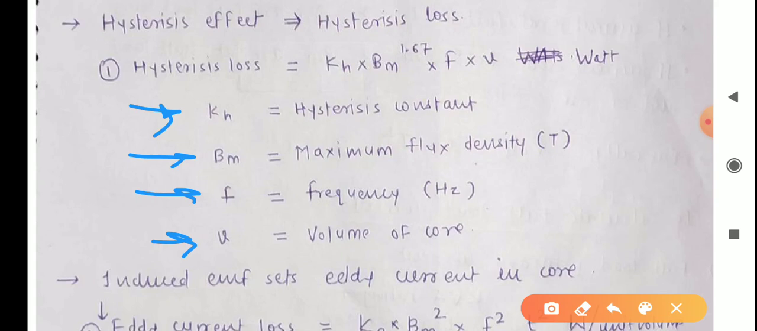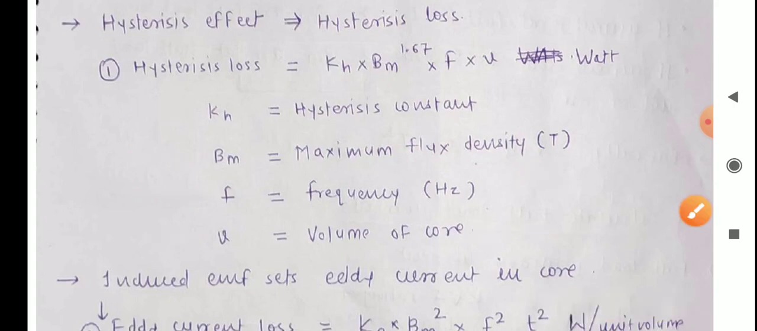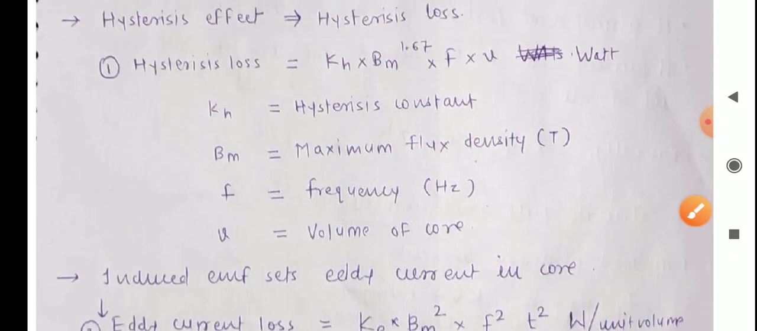Now we can see that all these factors are constant parameters possessed by the particular type of material and particular type of circuit. If the voltage applied to the circuit is constant, your flux will be constant. That's why the flux density will be constant. Volume of the core will also not change with respect to time. So this is the hysteresis loss, measured in watt.